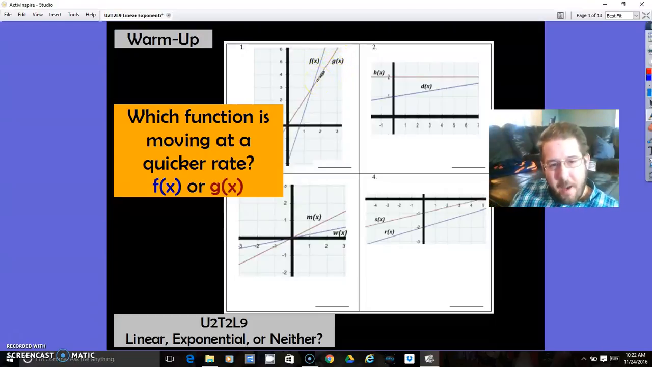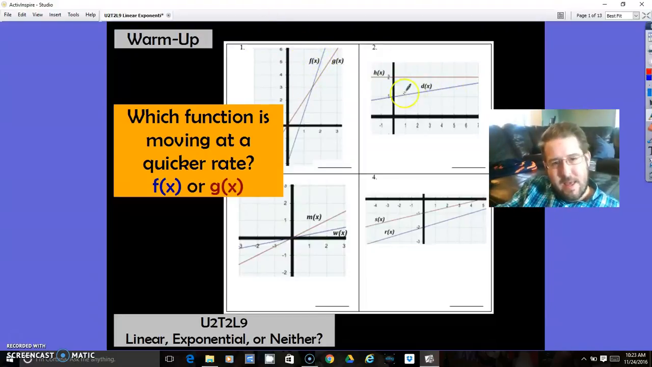Quicker rate means it's going up faster, and f of x you can clearly see is going up more. So if you think of these as a hill, it'd be harder to travel up the blue hill than the red hill because it's going up quicker. So each second it's going up more. This one, even though the red is above the blue, that doesn't matter. The blue is still going up faster. The h of x is actually not going up at all. So, by the way, the answer here was f of x.